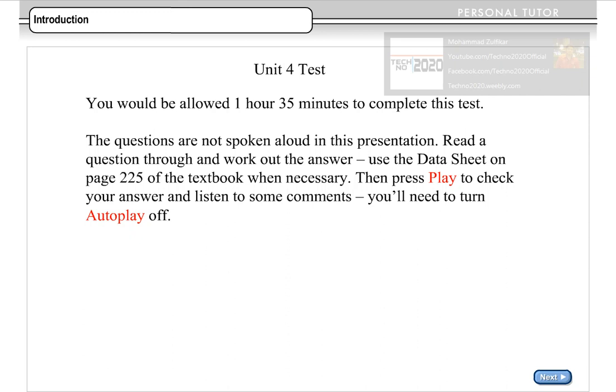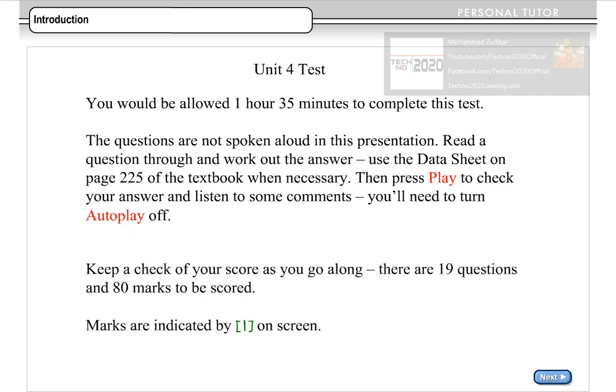You'll need to turn autoplay off to get the best effect. Keep a check of your score as you go along. There are 19 questions and 80 marks to be scored.